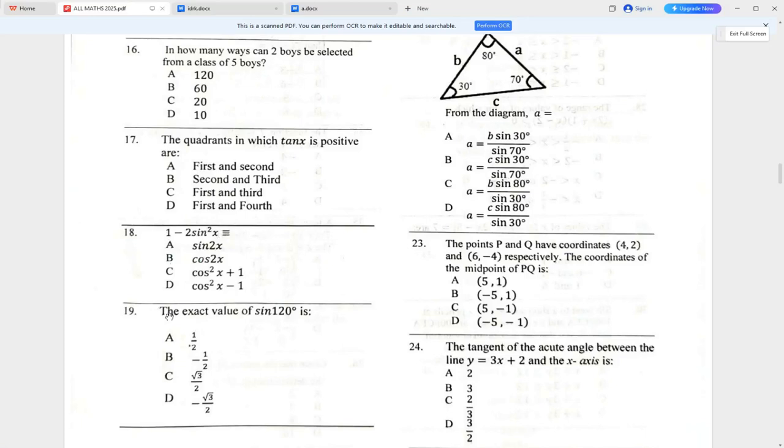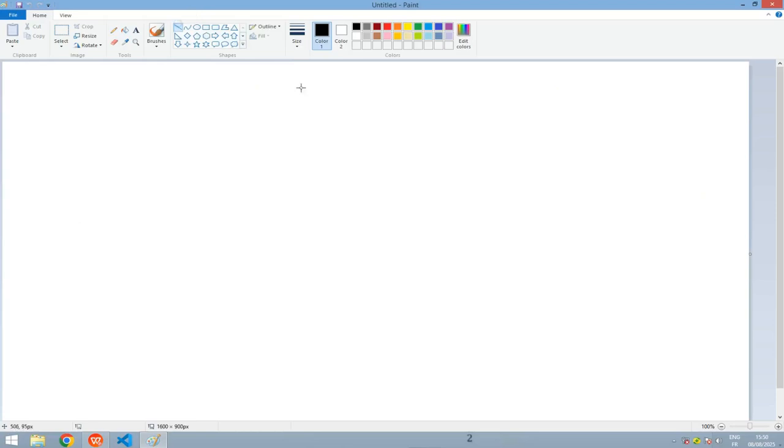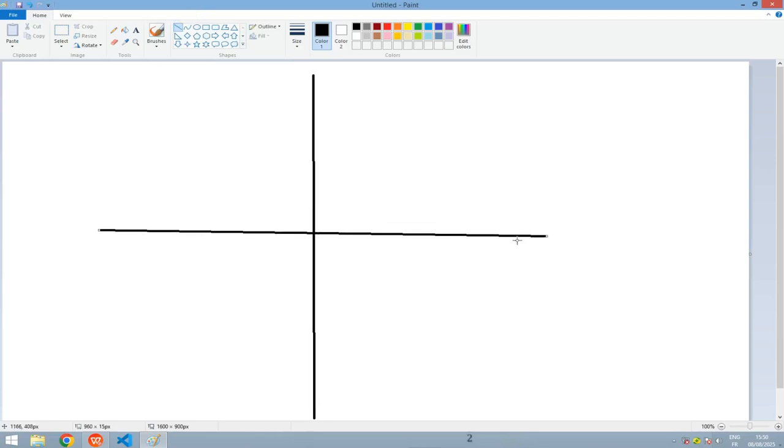Okay. Question 19: the exact value of sine 120 degrees is... To do this, we need to understand that 120 degrees exists in the second quadrant of the Cartesian plane. By that I mean, take for example, this is a Cartesian plane, and we have our first quadrant here, our second quadrant, our third quadrant, and our fourth quadrant. The first quadrant starts from 0 to 90 degrees, the second from 90 to 180, the third from 180 to 270, and the fourth from 270 to 360 degrees.